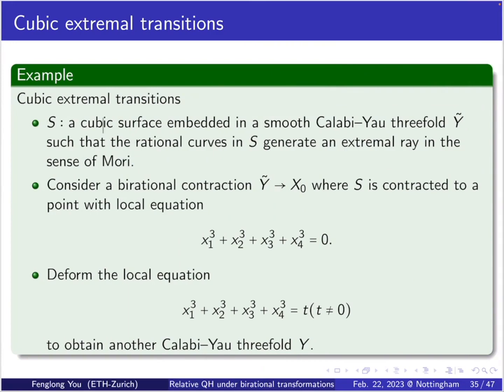So let S be a cubic surface in a Calabi-Yau threefold, and suppose there is a birational contraction Y tilde to X0, such that S is contracted to a point, and the local equation is like this. Now we can deform the local equation to get another Calabi-Yau, called Y, and the relation between Y tilde and Y is an extremal transition. It's called a cubic extremal transition because we contract a cubic surface here.